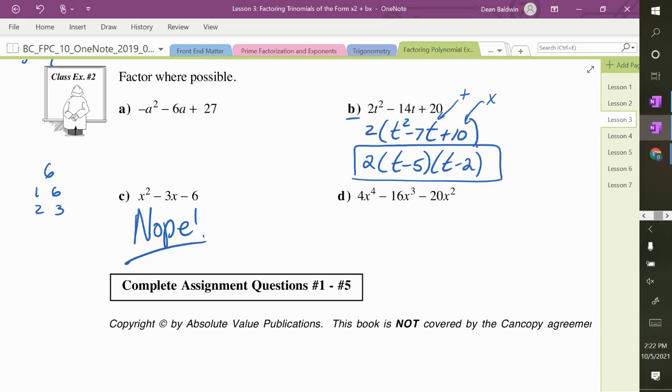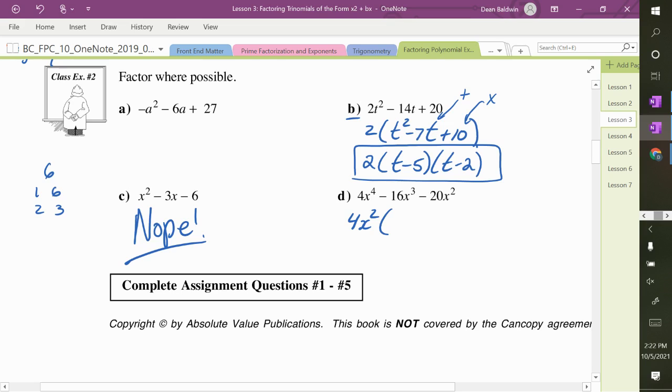All right. D. This thing just looks all kinds of wrong. Why? Because there's a 4 in front of the first term, and it's to the 4th power. And then this is a 3 and this is a 2. We don't like that. We like no variable. So we take out a greatest common factor. It's your first step every single time. What's the greatest common factor of this thing? 4. And then the lowest exponent is x squared.